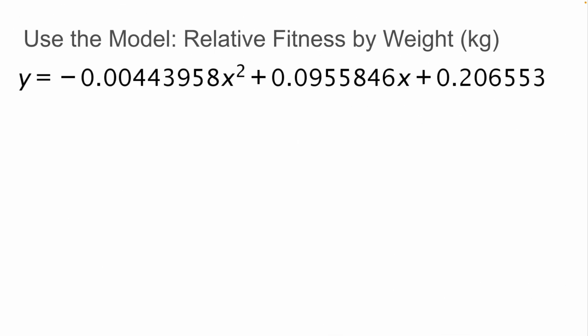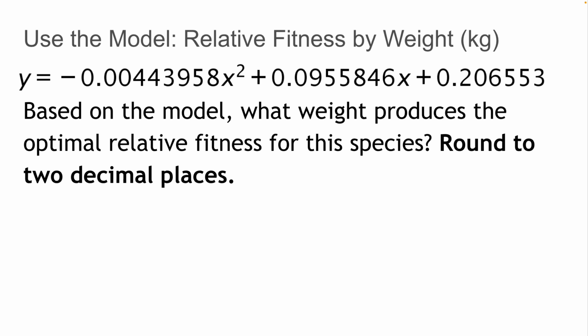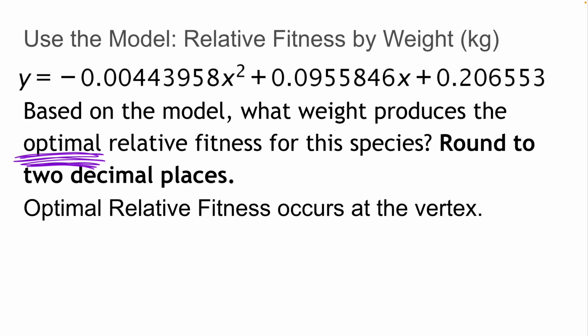Now let's take a look at another problem. Based on our model, what weight produces the optimal relative fitness for this species? Round to 2 decimal places. So the key word here is optimal relative fitness. The optimal value of a quadratic equation always occurs at the vertex. So to find the optimal relative fitness value, we're going to need to find the vertex.